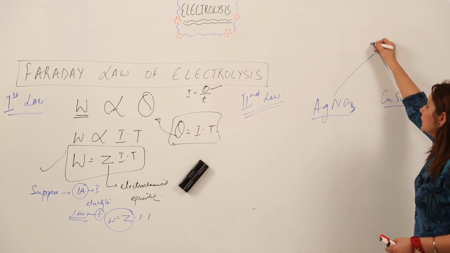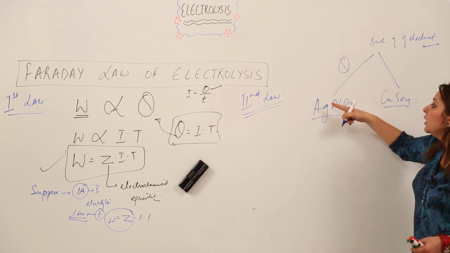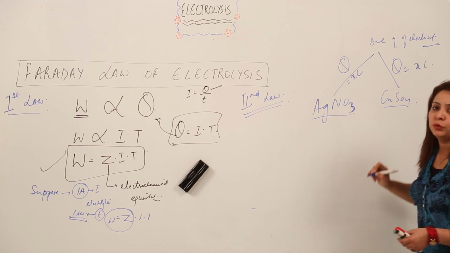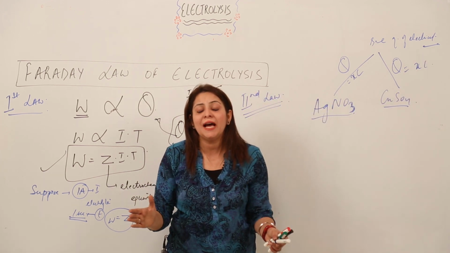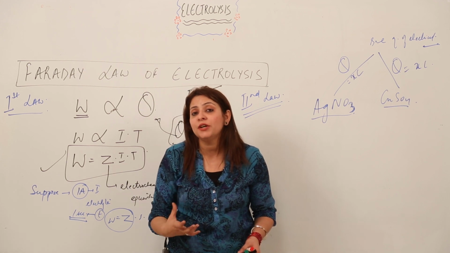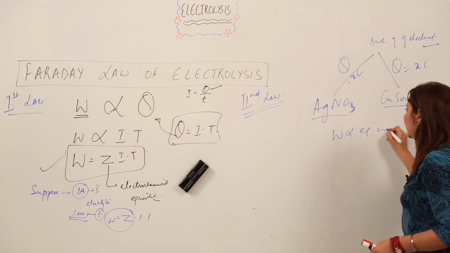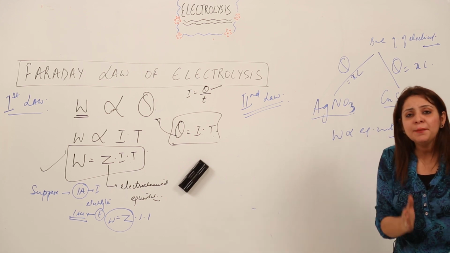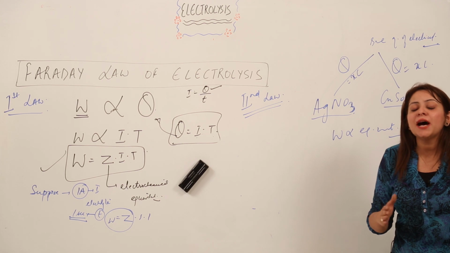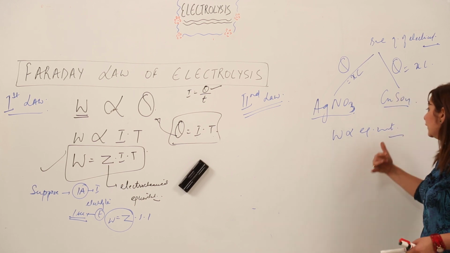I am passing the same quantity of electricity. If I am passing Q through AgNO3, I am passing Q through CuSO4. Suppose I say X coulomb, then again it is X coulomb. I have taken different electrolytes, but I am passing the same amount of current through them. Then the weight of the substance which I get after electrolysis will be directly proportional to the equivalent weights. So if the same amount of electricity is passed through two different electrolytes, then the weight of substance deposited at each electrode is directly proportional to the equivalent weight of that substance.